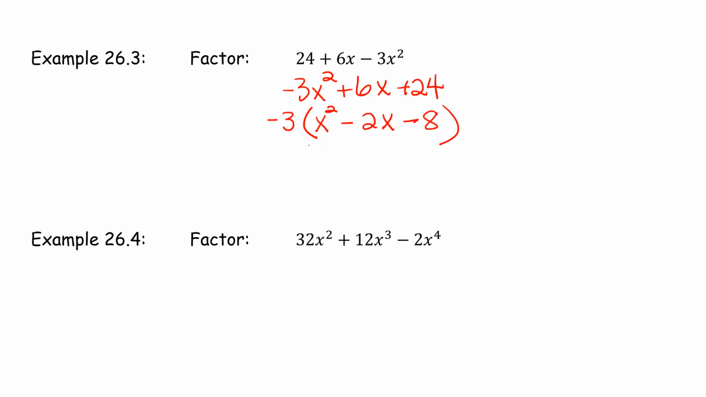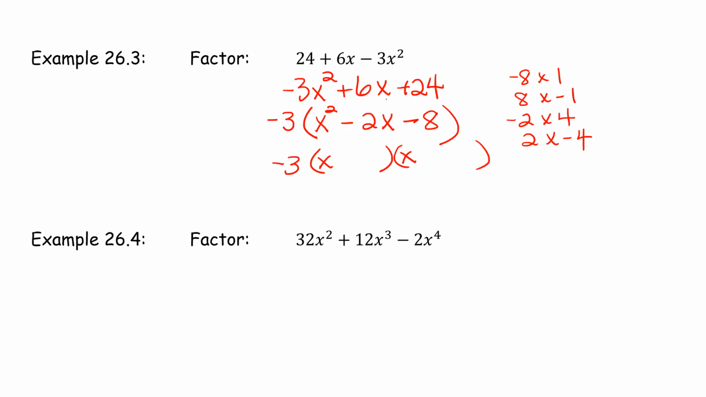Now I'm going to factor the trinomial. Don't lose your negative 3. It has to be there. All right, so I know my first two terms in these binomials should multiply together to give me x squared, so x and x. My last two terms are supposed to multiply to give me negative 8. Well, that could be negative 8 and 1. It could be 8 and negative 1. It could be negative 2 and 4, or it could be 2 and negative 4. Those are all the choices.